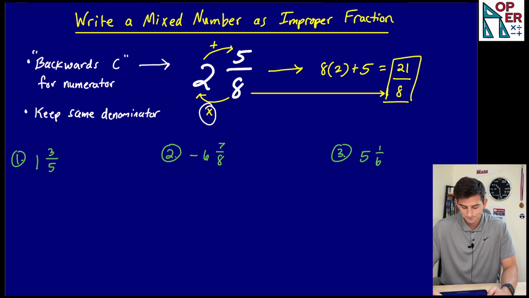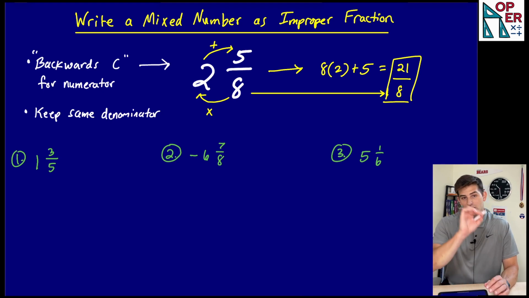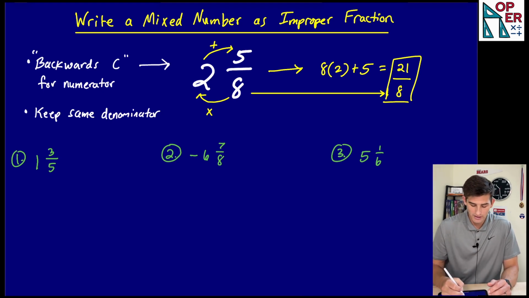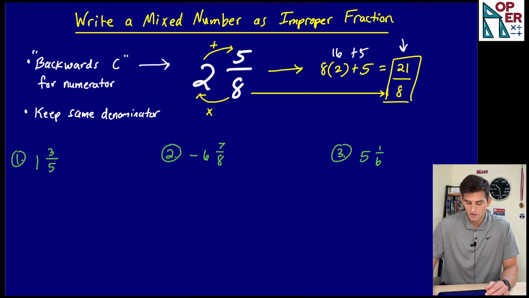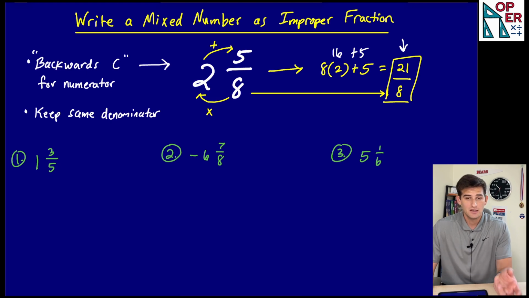We're multiplying. So 8 times 2 would be 16. And then we're going to finish the C by adding the numerator. There's our plus sign right there. So we would have 16 plus 5, and that would be 21. That's how we get our numerator. And then we said the denominator, we're going to keep the same. So 21 over 8, that would be our improper fraction.